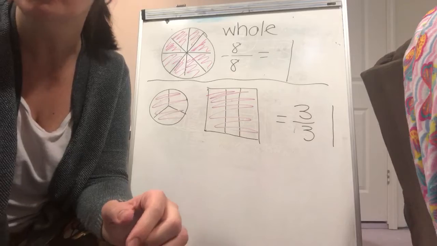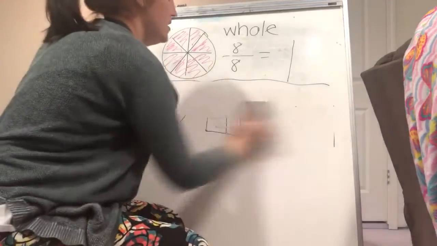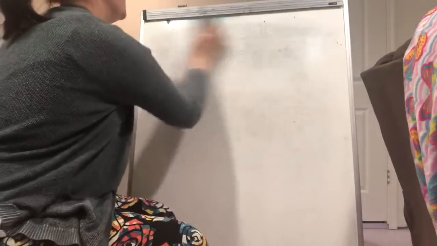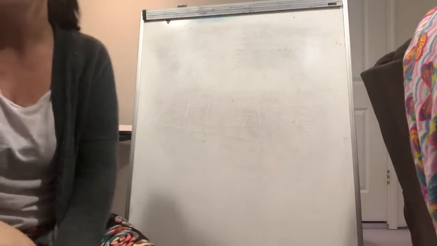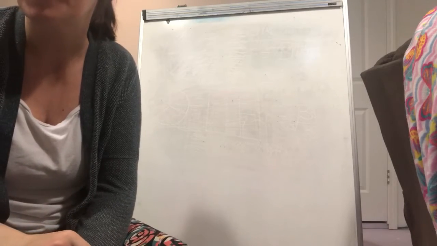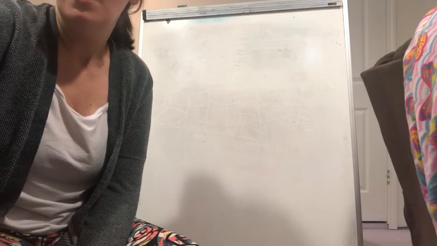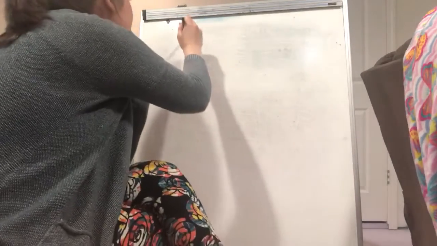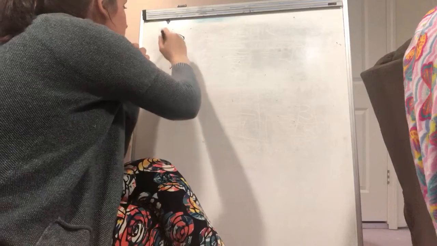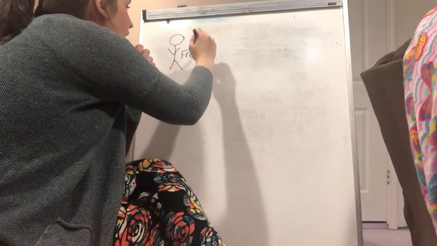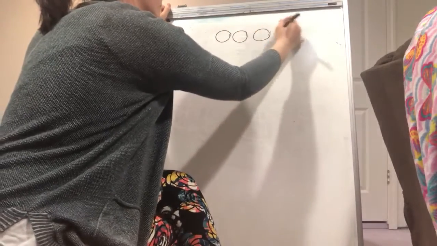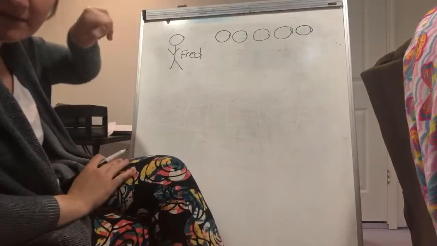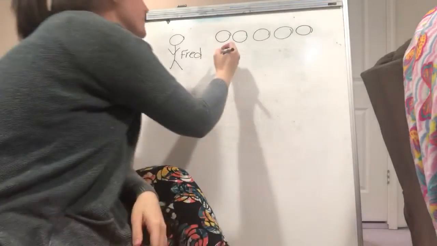The last thing we're going to review is some story problems. So get your paper, a new piece of paper, or whiteboard and marker cleared off. All right. I'm going to say that I've got a friend, and his name is Fred. And Fred had 5 marbles. But he was so nice, he gave 3 away.